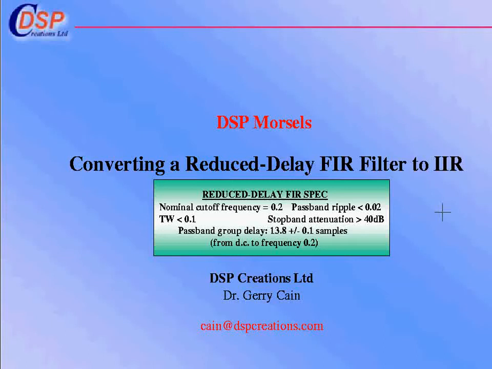In a previous DSP morsel, we designed a reduced delay FIR filter. We used 41 coefficients to meet this specification that's shown here, and the hard part of that, which required some handcrafting, was the 13.8 samples of group delay across its passband, extending from DC out to 0.2 normalized frequency. The issue now is, can we take that FIR filter, use it as a prototype, and make an IIR filter which will be a more economical realization?